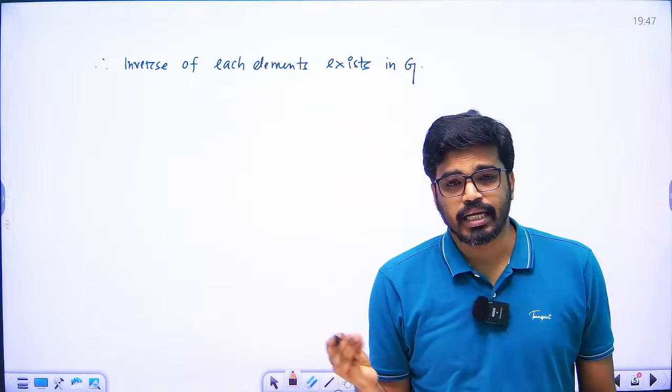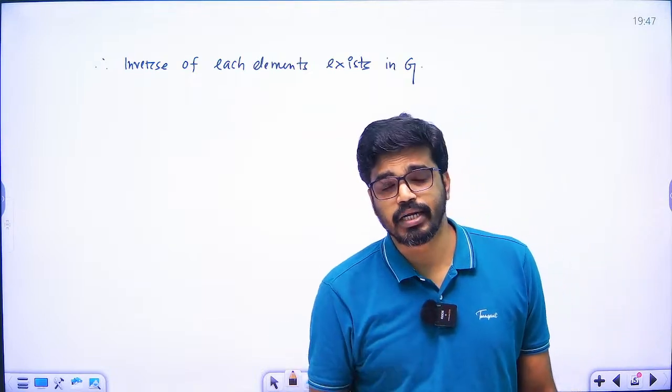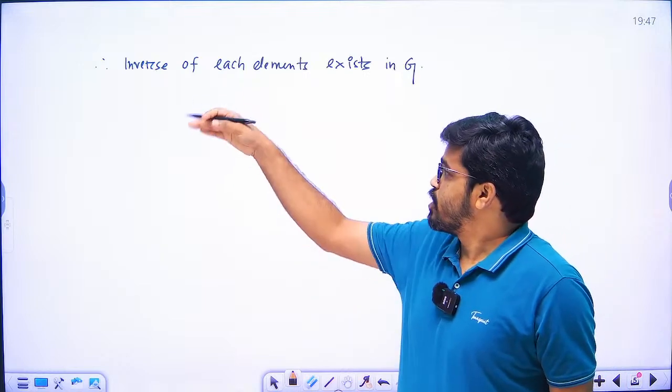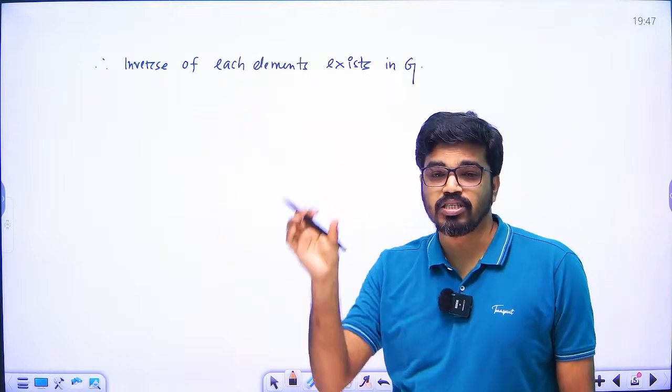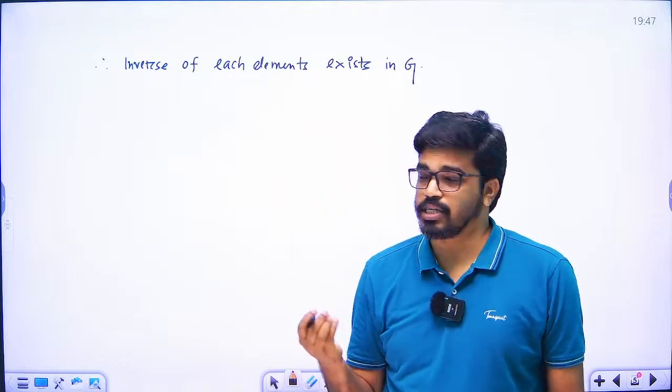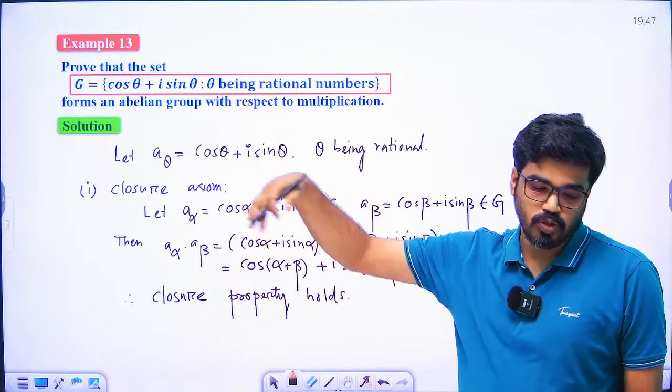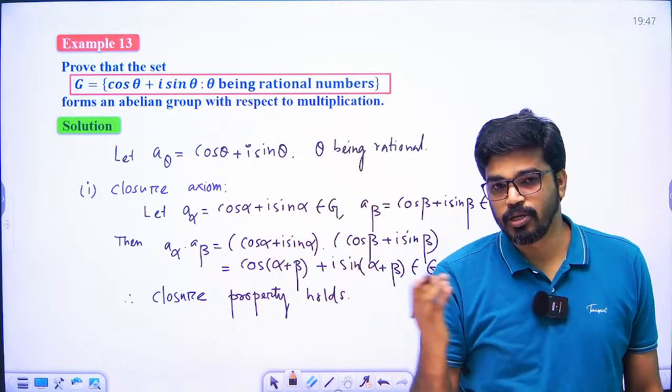So the closure property is satisfied, the associative property is satisfied. We get the identity element, one is the identity element. Every element has an inverse. So G is a group with respect to multiplication. We have to show that G is an abelian group. So now we have to show that the commutative property holds.